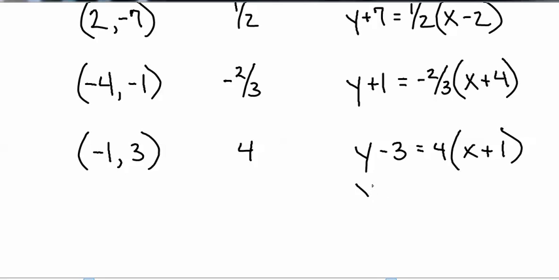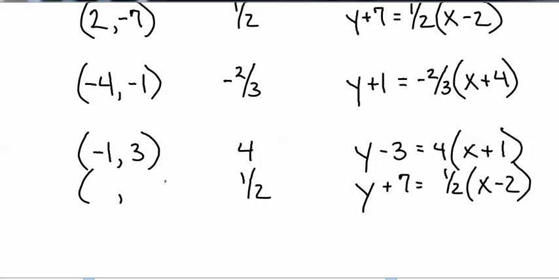How about y plus 7 equals 1/2 times x minus 2? What's the slope? Okay, we got that down. We need an x and a y value. Good. Very good. Okay. Are you seeing the pattern a little bit?